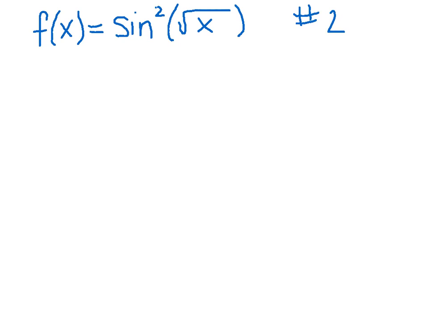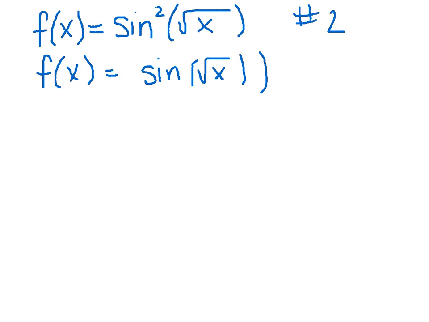First we want to find the derivative of this function, sine squared of the square root of x. One way to rewrite this is that we have f of x, and then we're taking sine of the square root of x, and we're squaring it. That's just what sine squared of x means.